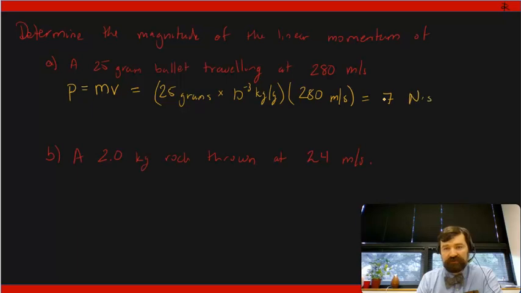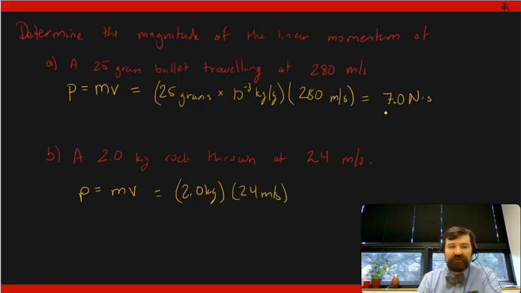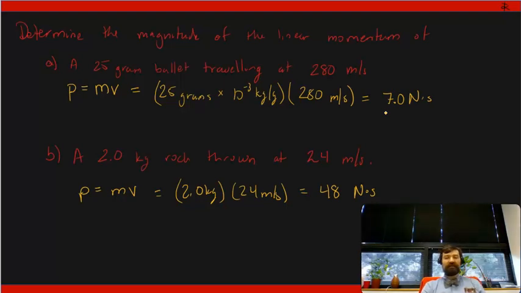Newton seconds. The second object is a 2 kilogram rock which has been thrown at 24 meters per second. So we have 2 kilograms times 24 meters per second, and so 2 times 24 would give me 48 Newton seconds. That's almost 7 times as much momentum as the bullet had.